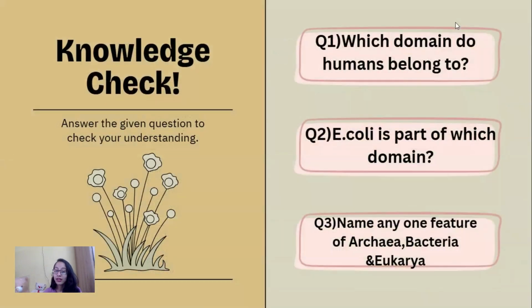Can you answer the given questions to check your understanding and comment down your answers below in the comment box? There are basically three questions. You can note down the questions in the notebook. The first question is, which domain do humans belong to? The second question is, E. coli is part of which domain? And the third question, any one feature of archaea, bacteria, and eukarya.